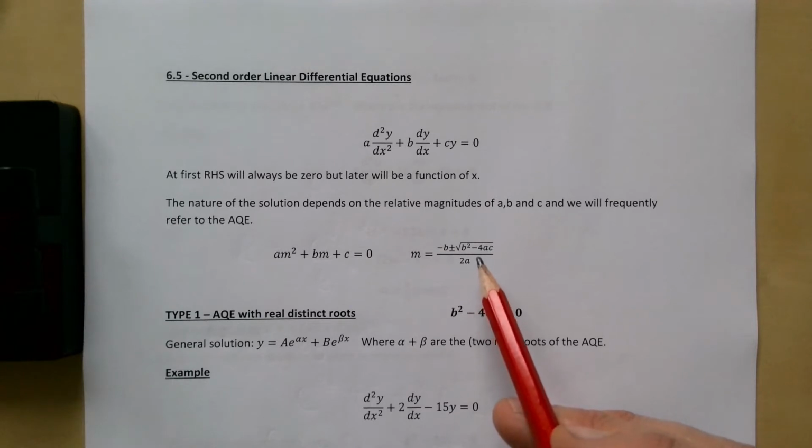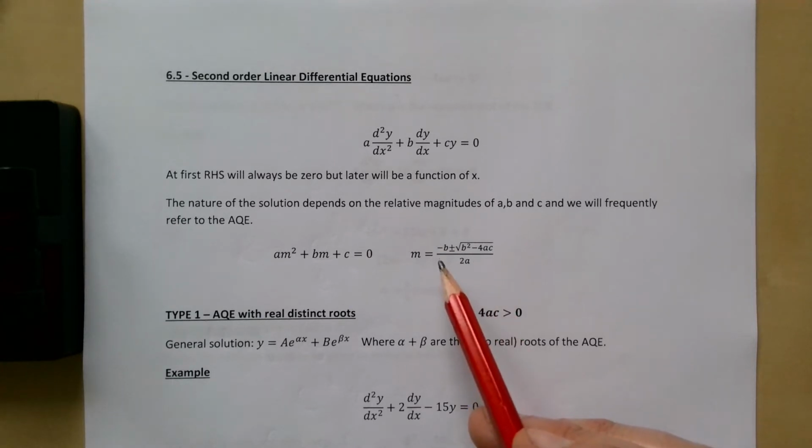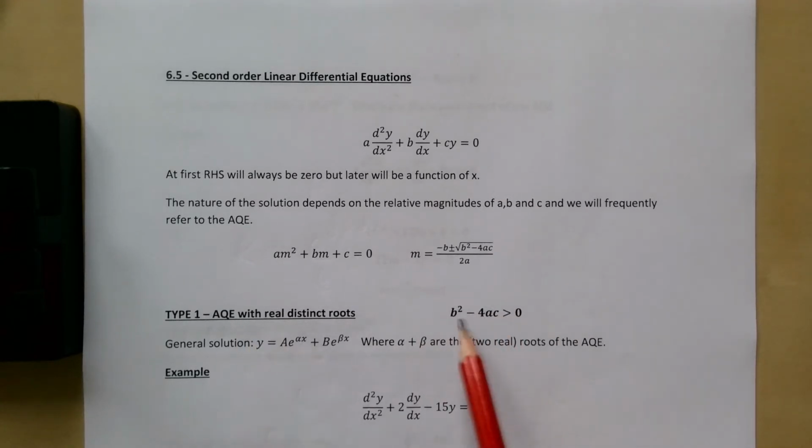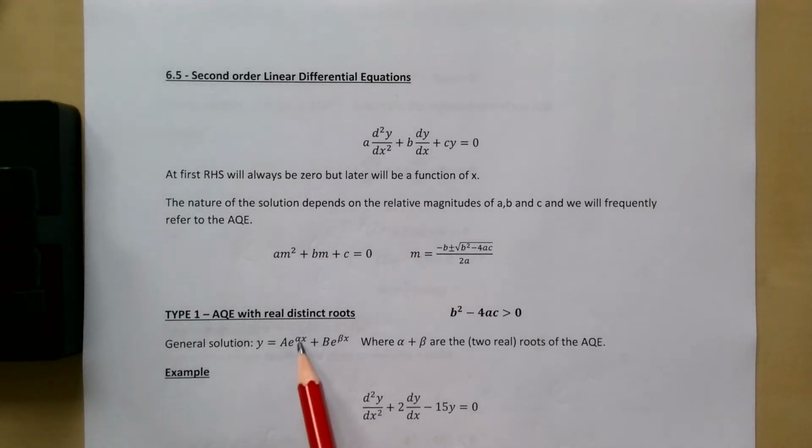As you know with quadratic equations, there are three possible options. Either there are two distinct roots, and that's where the discriminant is greater than 0. So if b squared minus 4ac is greater than 0, the general solution will be of this form: ae to the alpha x plus be to the beta x, where alpha and beta are your two real roots.